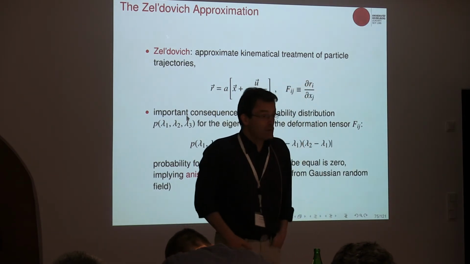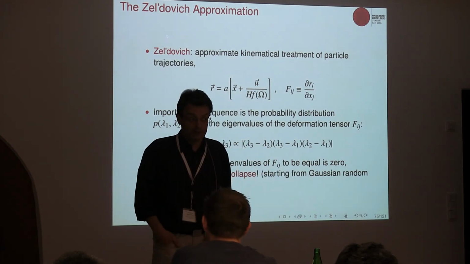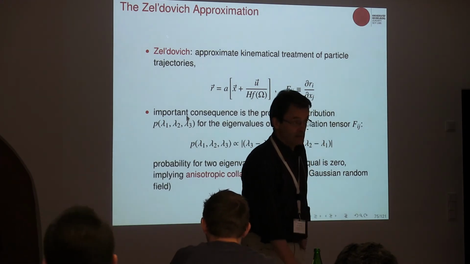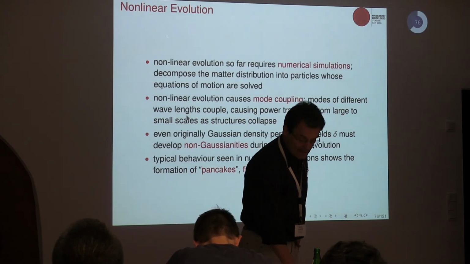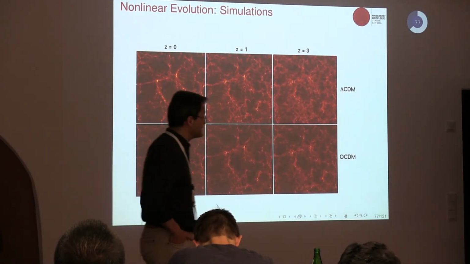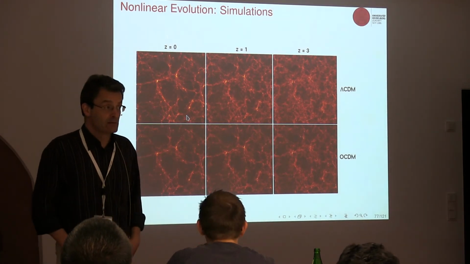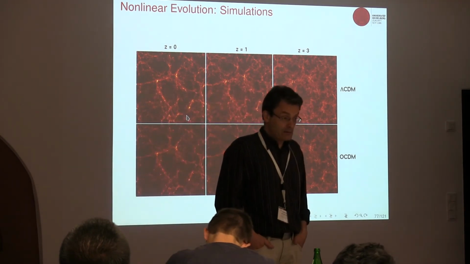For me, this is the most important conclusion from this very simple approximation, which otherwise turns out to be very powerful. It tells you that anisotropic collapse has to happen. Isotropic collapse is forbidden. And this is the main reason why cosmic structures look like this, right? Look filamentary.